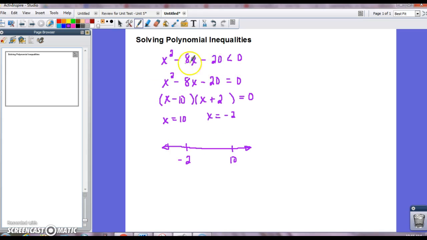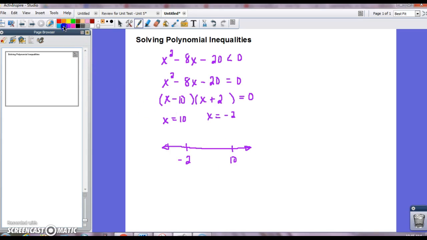If they make the original inequality true, then everything in that interval will be true, and that will be part of the solution set. If it's not true, then nothing in that interval is true, so it's not part of the solution set.